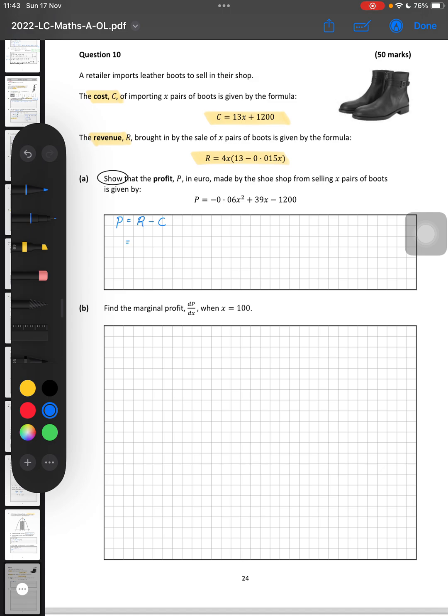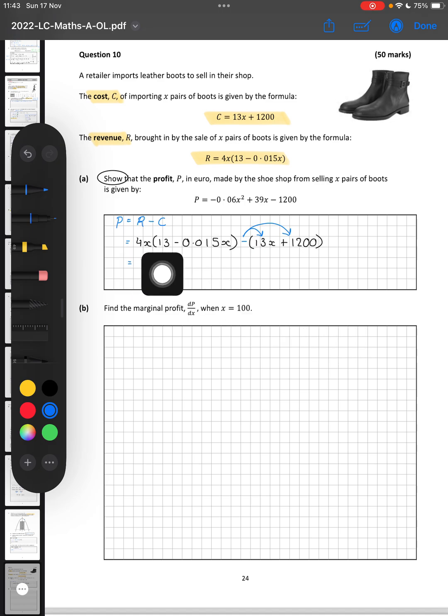And I'm going to just fill in what those are. So R is 4x by 13 minus 0.015x. And from that I need to take away what the cost price is. So my cost price is 13x plus 1200. Why did I sub that in brackets? I sub that in brackets to remind me that every part of this formula has to have the minus acting on it. So when I go and simplify this out, the minus has to act on each part there.